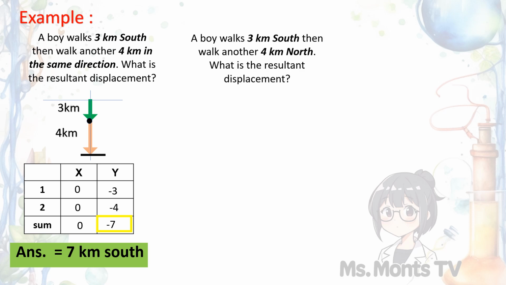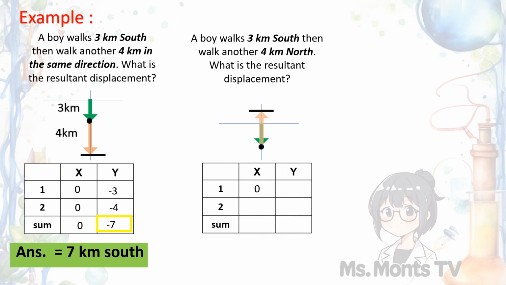Next example. A boy walks 3 kilometers south, then walks 4 kilometers north. What is the resultant displacement? So the boy walked 3 kilometers south and then 4 kilometers north. What is the resultant displacement?